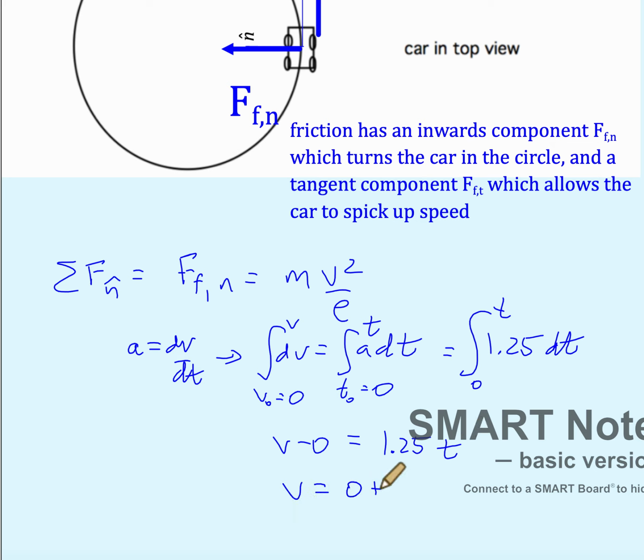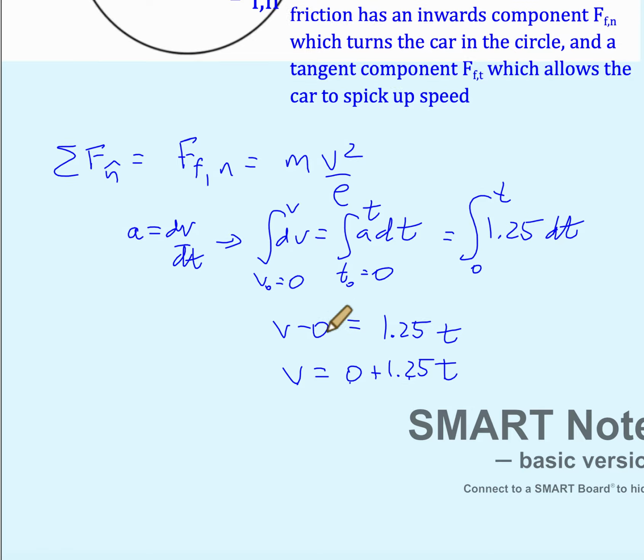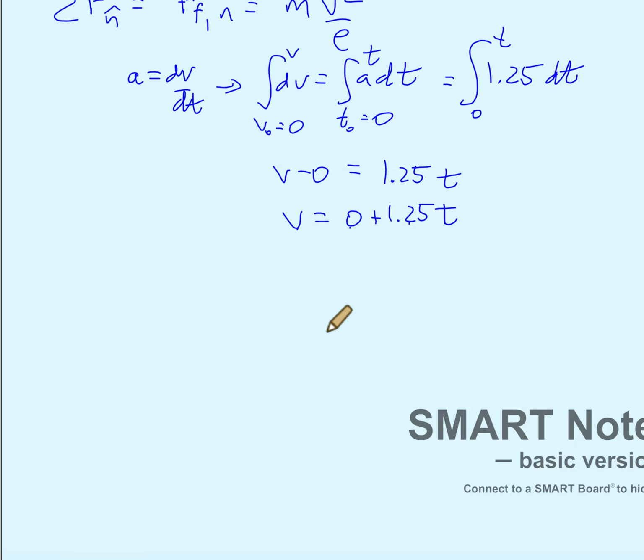Because the acceleration is constant, we're really writing here vf is vi plus a times t, but we're approaching it in a more sophisticated way. So there's an expression for speed as a function of time. So the normal component of friction also varies with time. It's m v squared over r.